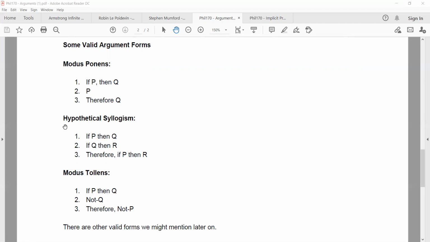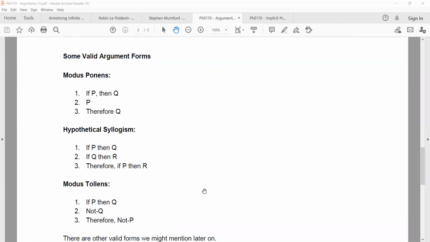This is hypothetical because we're not asserting that P is true, nor Q is true, nor R is true. All we are saying is that these relationships hold, right? So all we are saying is that if P then Q is true, and if Q then R is true, it is going to follow that if P then R.